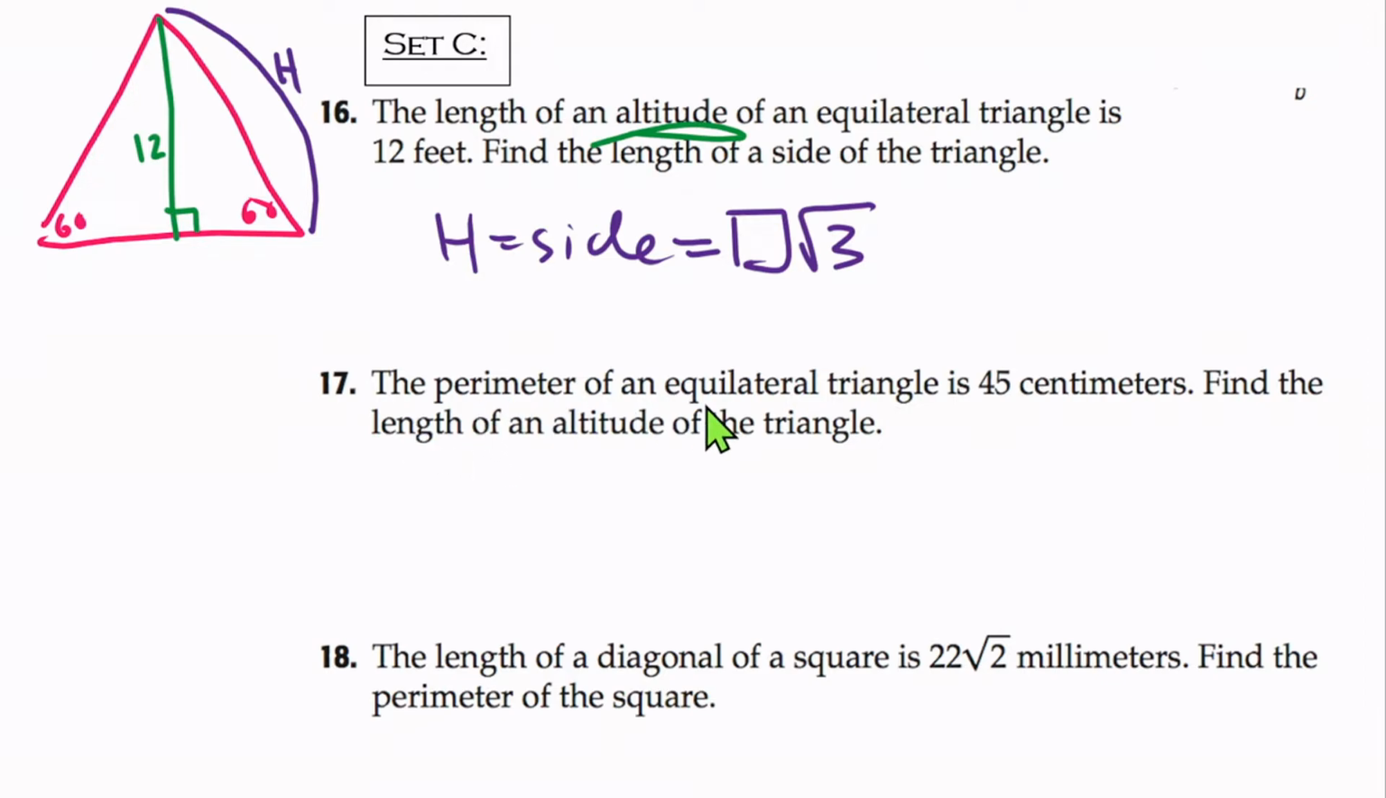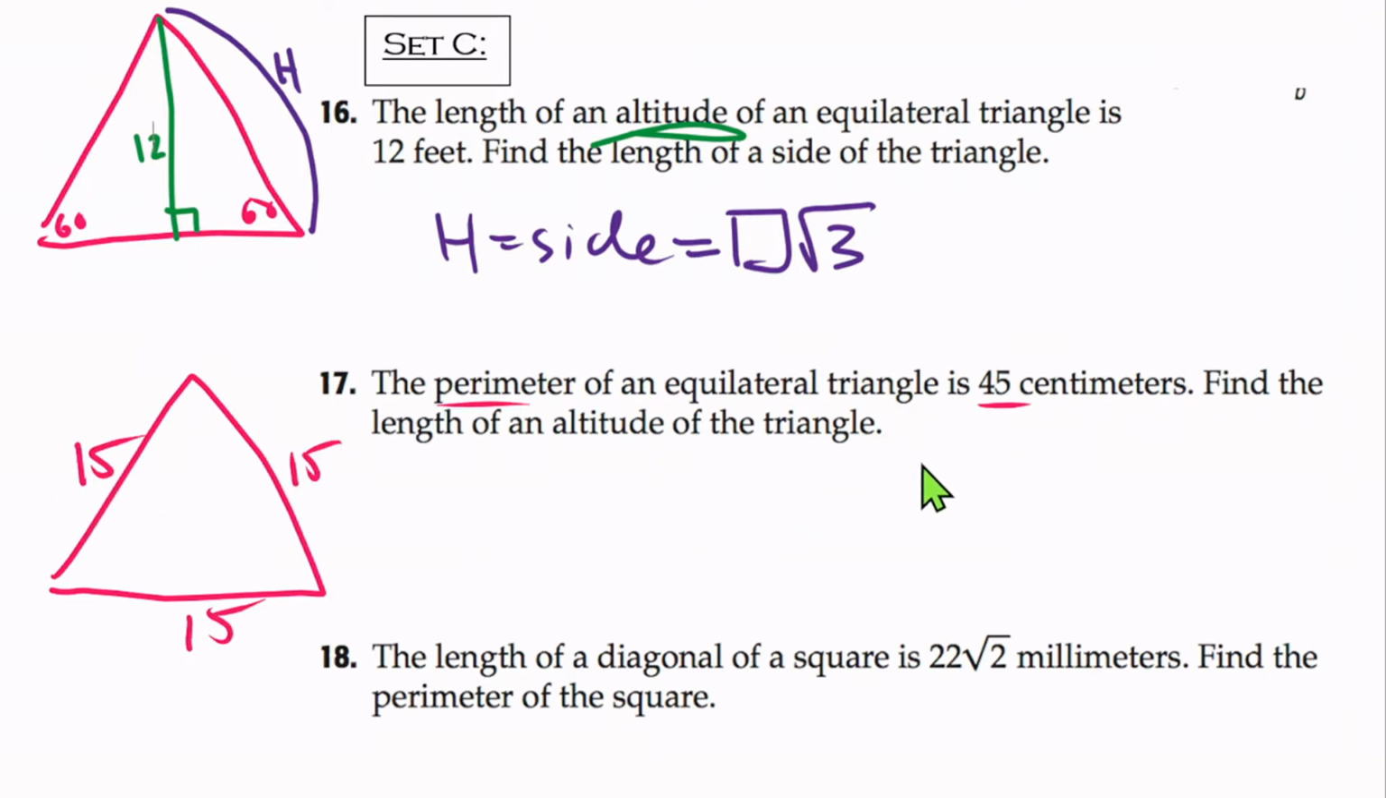What's it saying? The perimeter of an equilateral triangle is 45 centimeters. So all these three sides added up, the perimeter is 45. I hope you immediately realize these are each 15, right? So that's a key thing because all sides are the same. Find the length of the altitude. So they want this green line right here, right? They want that same green line, that altitude.